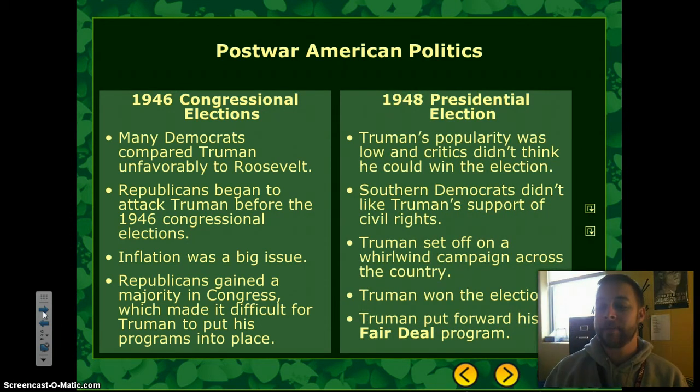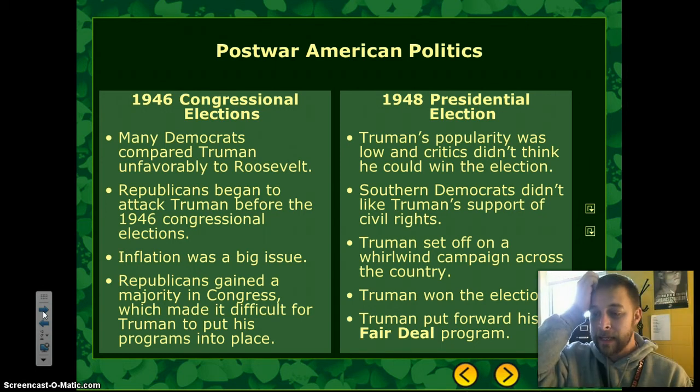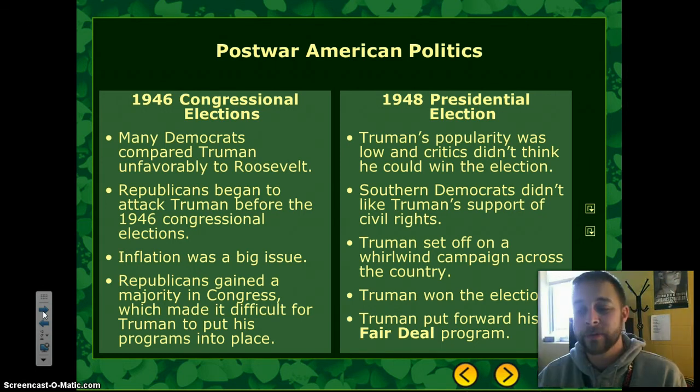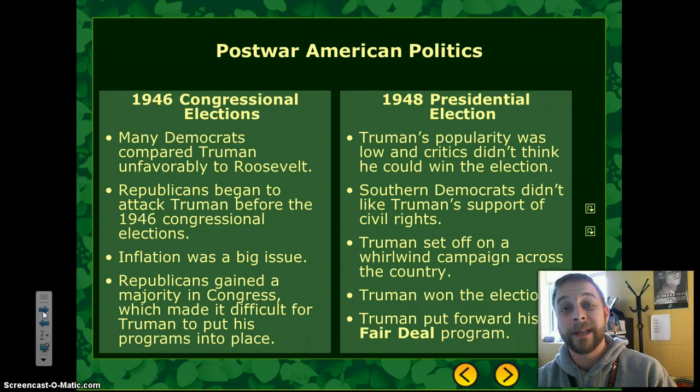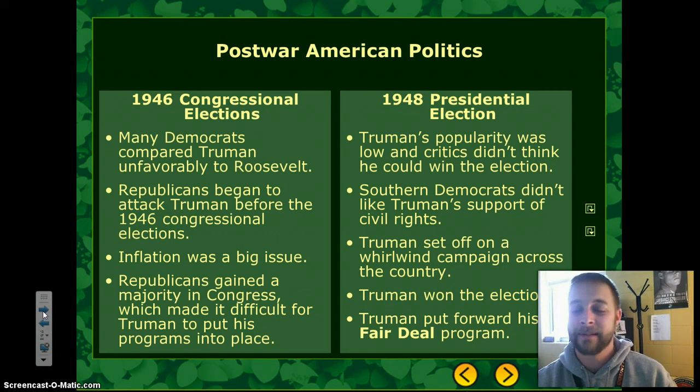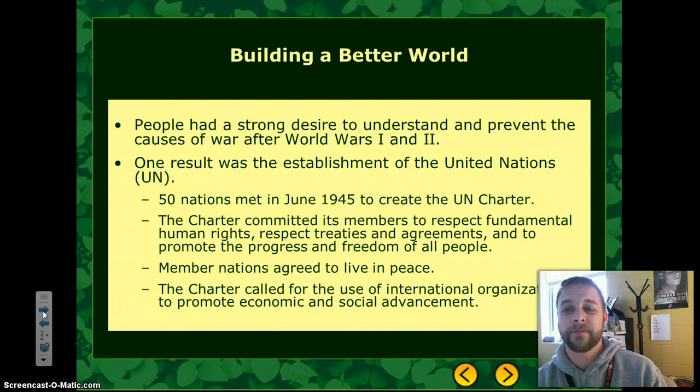However, his popularity continued to decline, and most people thought that he was going to be defeated by Dewey. But anyway, so he basically goes off on what's called a whistle-stop campaign across the country. And he talks about the Fair Deal, his idea for domestic programs. And he wins the election in a huge upset. So he beats Dewey in an upset victory.